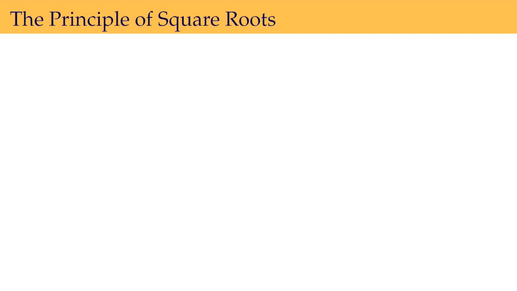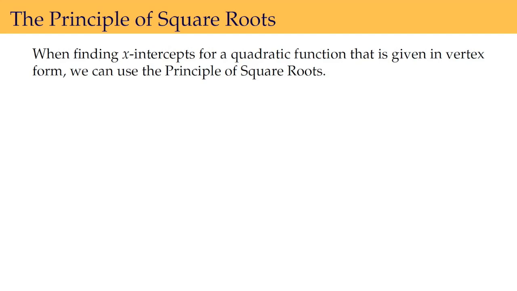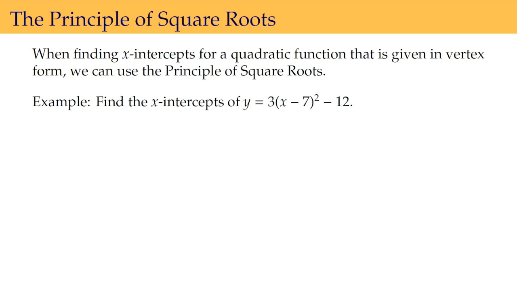Alright, the principle of square roots. It's a very useful principle. When finding x-intercepts for a quadratic function that is given in vertex form, we can use the principle of square roots. The principle of square roots is just that rule that lets us say, if I'm given the equation x squared equals a number, then x is equal to plus or minus the square root of that number. So if I'm given x squared equals 36, x equals plus or minus 6.